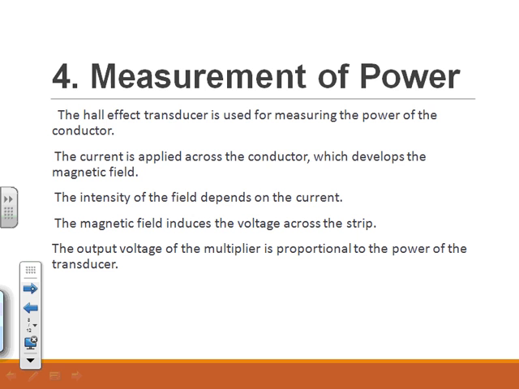The next is measurement of power. It is used to measure the power of a conductor. So current is applied across the conductor, which develops a magnetic field, and the intensity of the field depends upon the current. So the magnetic field induces a voltage across this strip. The output voltage of the multiplier is proportional to the power of the transducer. So these are some applications of Hall effect in transducers.